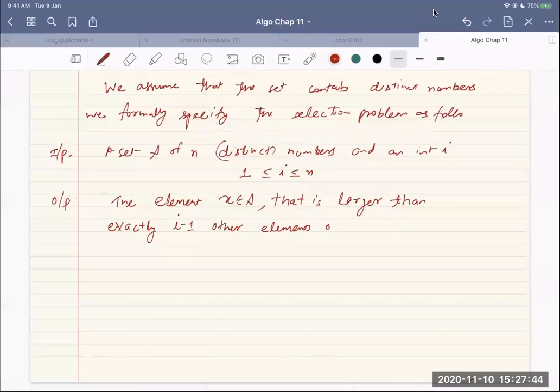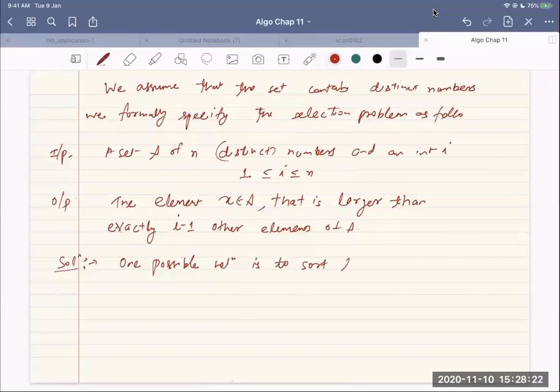Now, once this problem setting is clear, your input is a set of n distinct numbers, and you have to find the ith smallest, that is larger than exactly i minus 1 other elements of A. So how would you solve this problem? One very simple way would be to sort the elements. For that, you can use any comparison-based algorithm like heap sort or merge sort. And once you sort them, you can find the ith element.